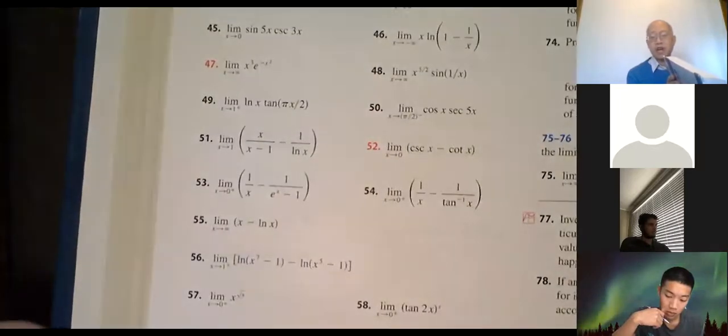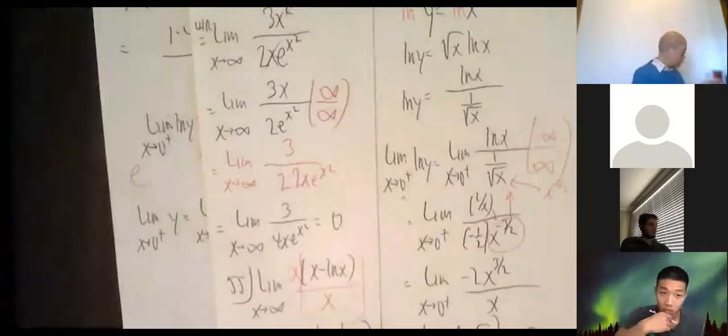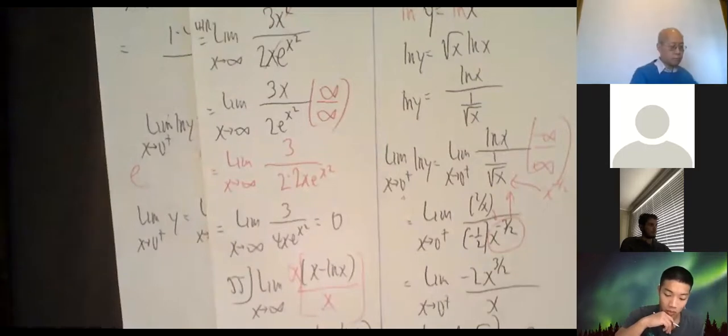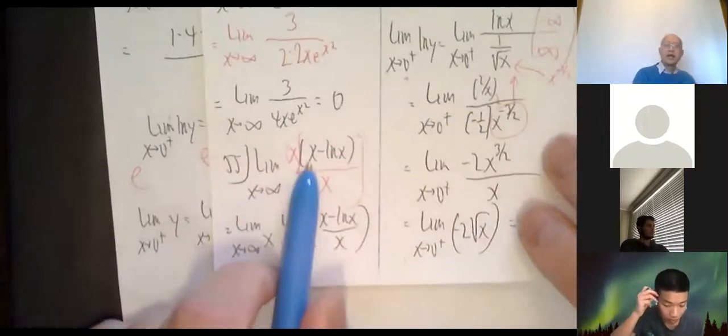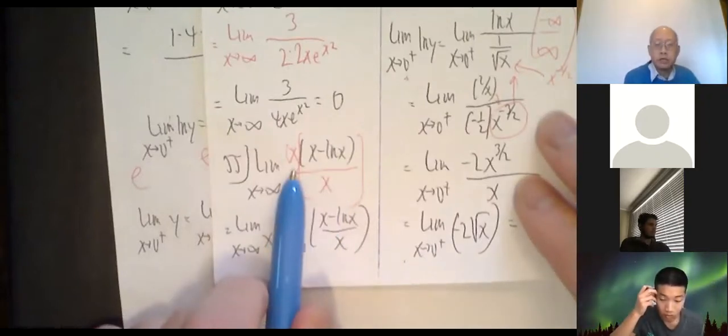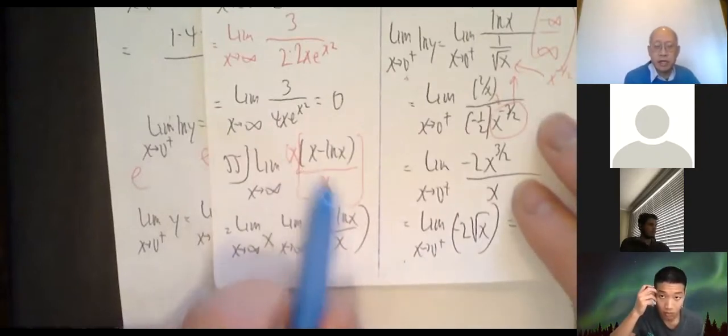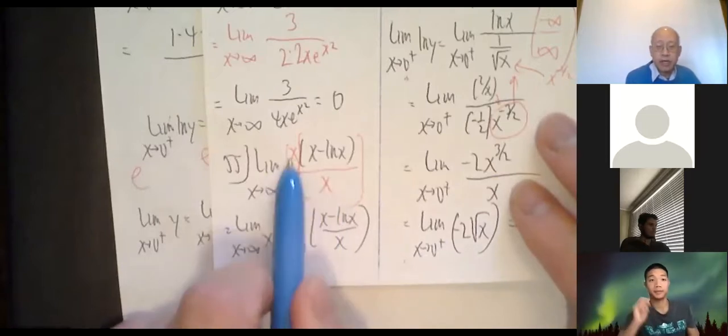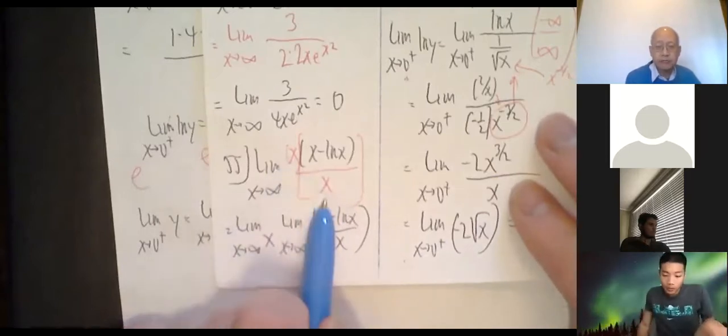Okay, 55 is a little bit different. Let me show you the trick for 55. x minus ln x. So we're going to have to force a fraction in. So this one I'll multiply by x over x.